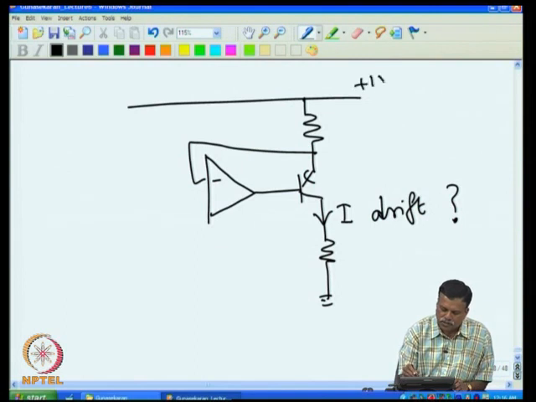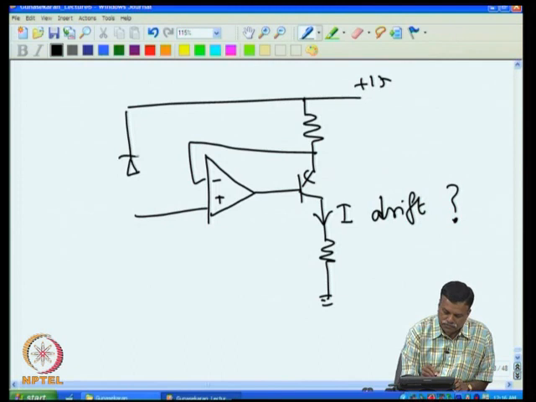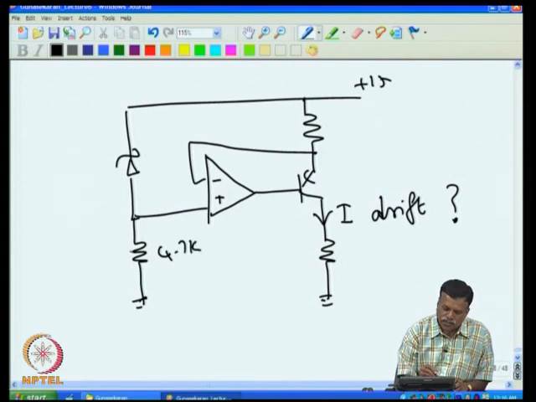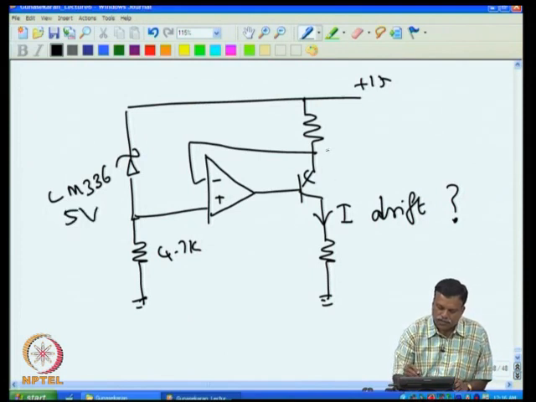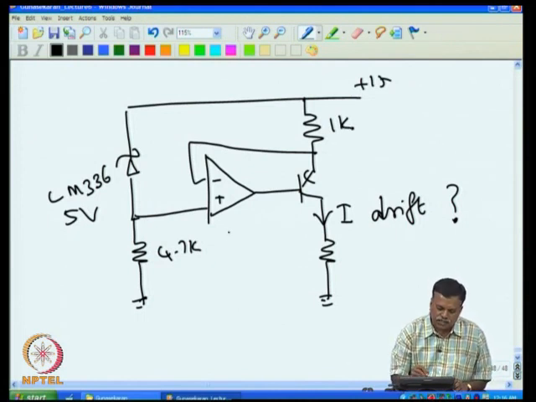So, you take this plus 15 and then this is 4.7 K. This is LM336 Zener, 5 volt. This is R, which is actually 1 K resistance. Assume that I had used say 741 here.